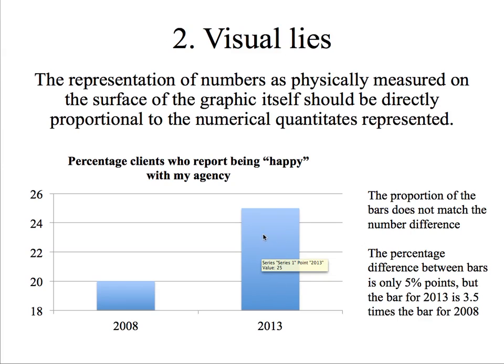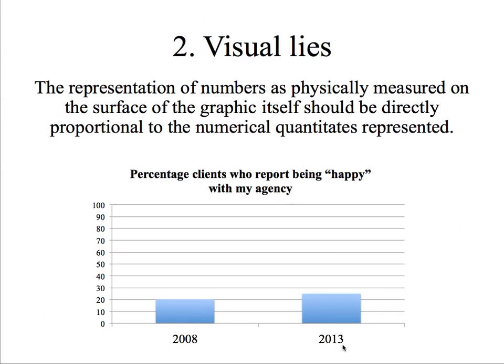So the size of the bars is not proportional to what the numbers are saying. The difference between them is only 5 percentage points, but this bar is 3.5 times larger than this. The area here is 250% larger than that one, but the actual numbers just show a 5 percentage point difference. If we change this scale, things will look like this.